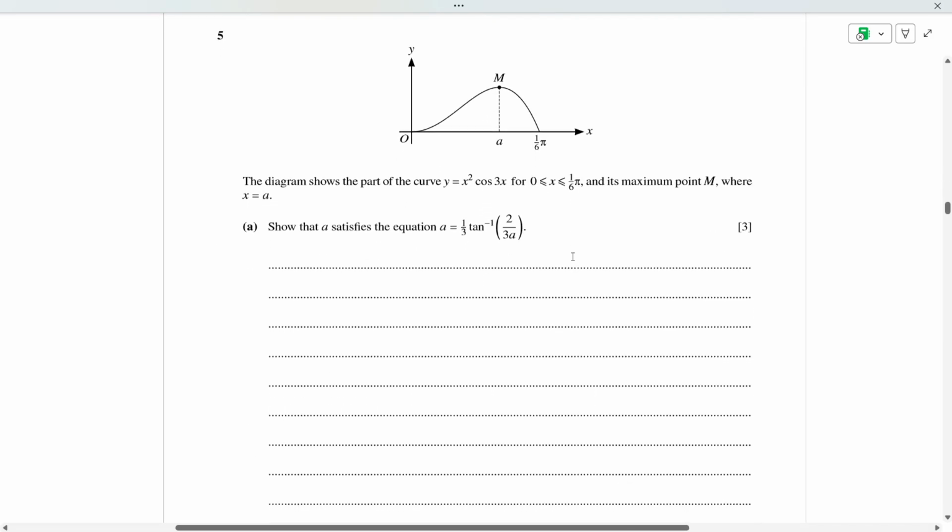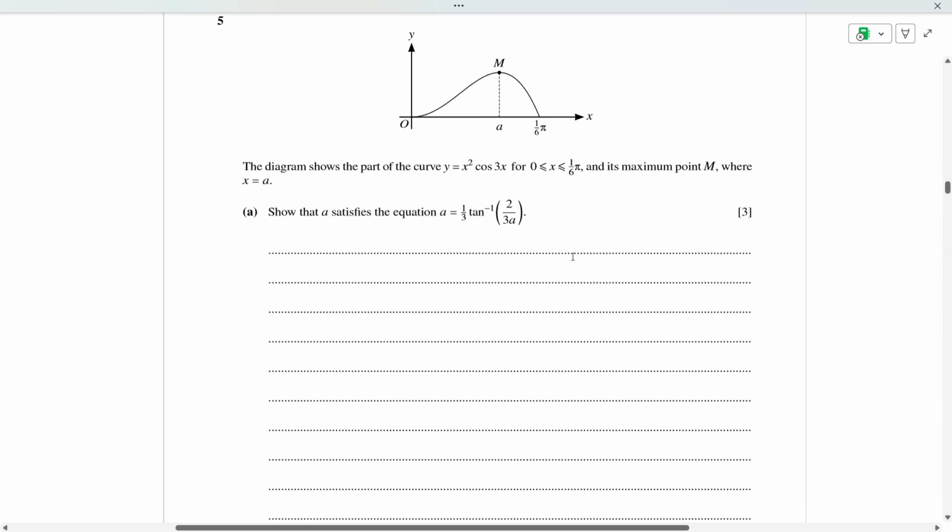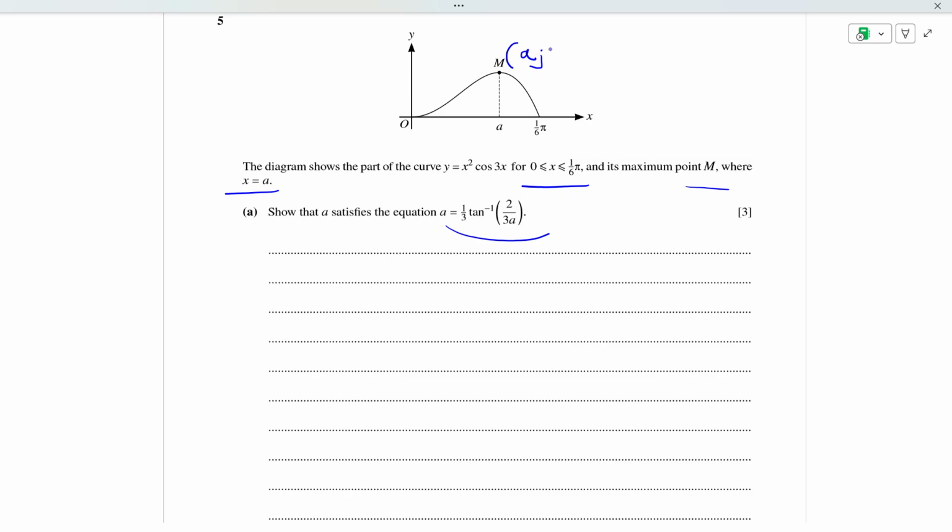Number 4. Question 5. The diagram shows part of the curve y is equal to x squared cos 3x for this domain, with maximum point M where x is equal to a. Show that a satisfies the equation. All right. So we know that at a, that is where the maximum is. That is the x value for M. So basically M is equal to (a, some value of y), which we don't know.